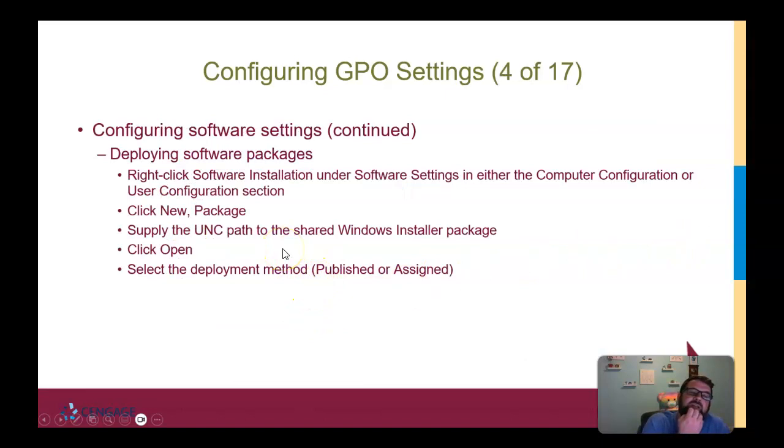So you actually deploy software packages when you do stuff under the software settings area. You right click on it and you click new package. Then you give the path to the file that's shared. Generally, you want to make sure that this file share gives all authenticated users access to read and execute from that folder. You click open, and then you select the deployment method, which is either published or assigned.